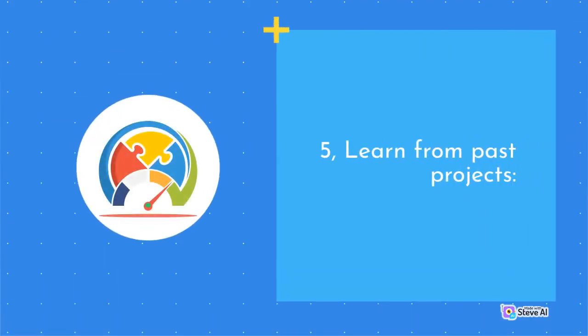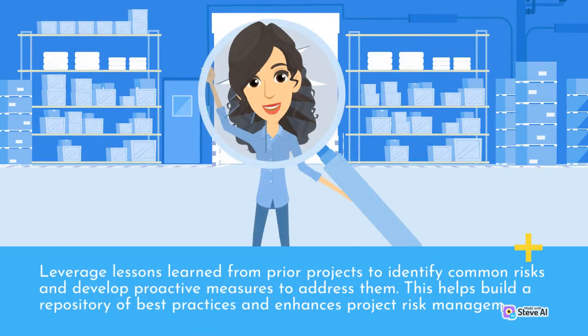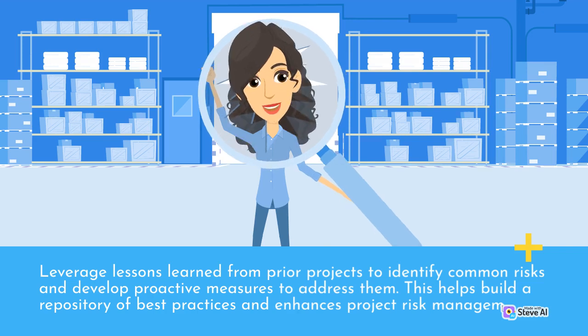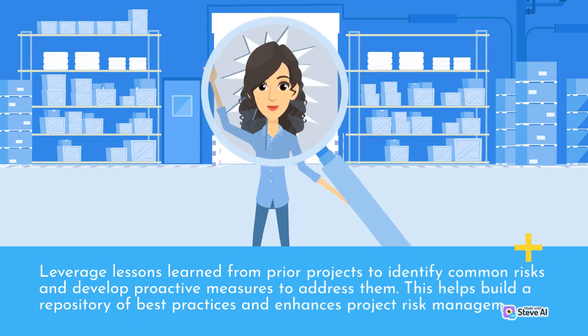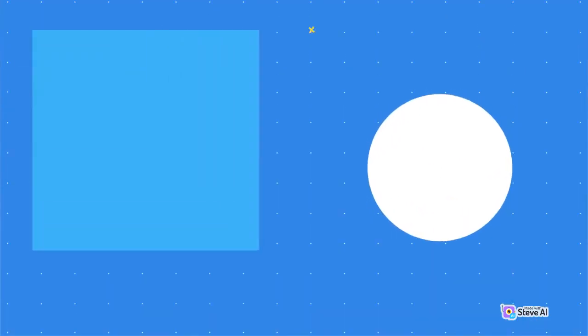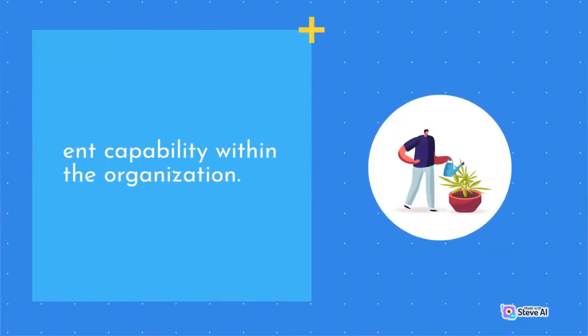5. Learn from past projects. Leverage lessons learned from prior projects to identify common risks and develop proactive measures to address them. This helps build a repository of best practices and enhances project risk management capability within the organization.